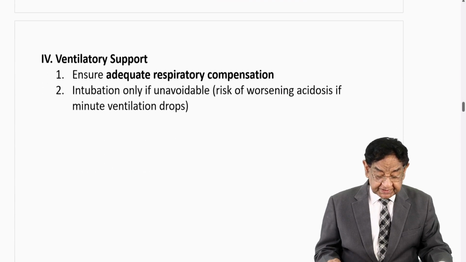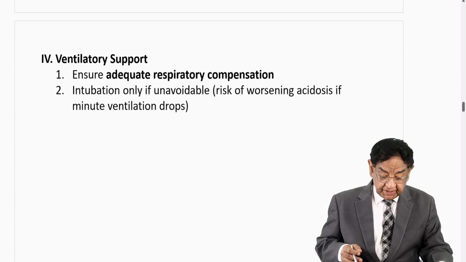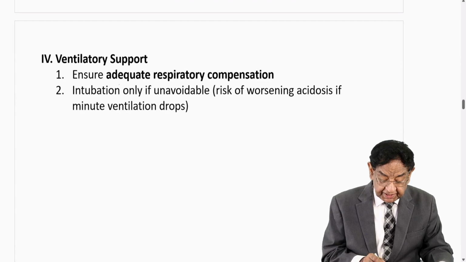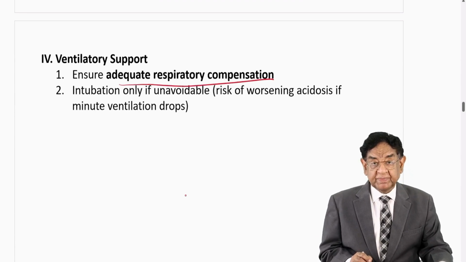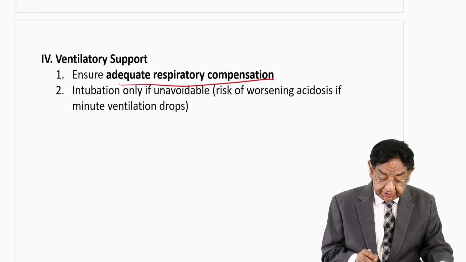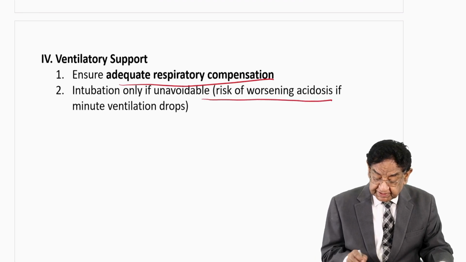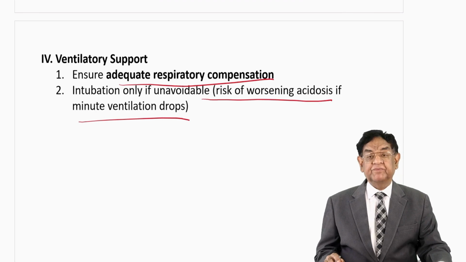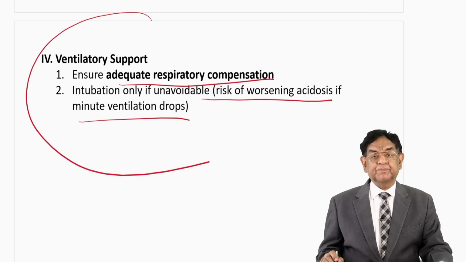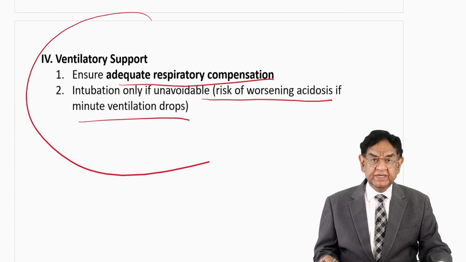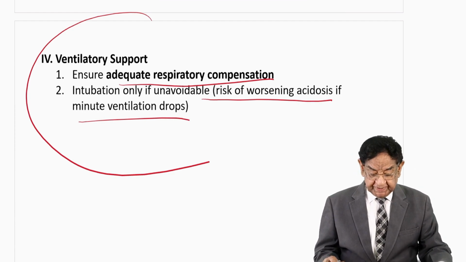In extreme cases, we may have to give respiratory support and ensure adequate respiratory compensation. Of course, this is for metabolic acidosis. Intubation only if unavoidable, as there is a risk of worsening acidosis if immediate ventilation is dropped. We have to be very cautious. But ventilatory support is for extreme cases of metabolic acidosis; we may have to ventilate.